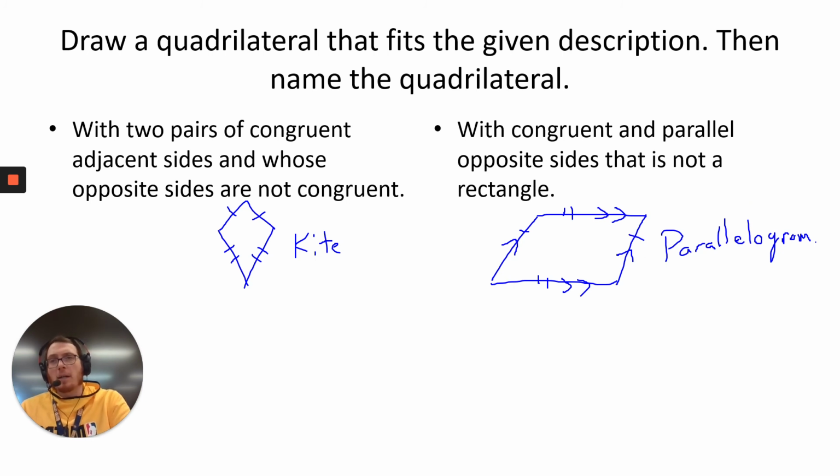The next one says two pairs of congruent adjacent sides and opposite sides aren't congruent. That's the weird one. That's the kite. So these two are the same and these two are the same, but the ones opposite are not the same. Congruent and parallel opposite sides, it's not a rectangle. So that could just be a base case of a parallelogram. The opposite sides are parallel and congruent, but it doesn't have right angles, so that could be a parallelogram at that point.